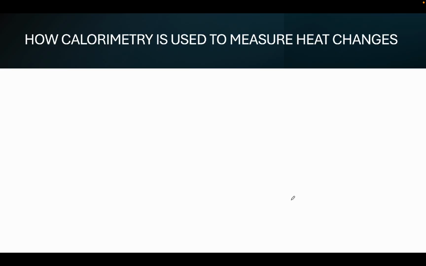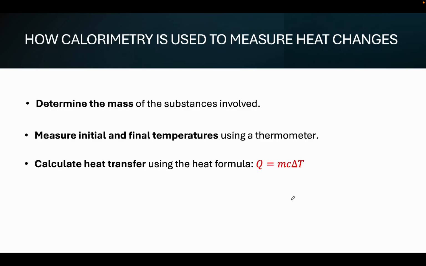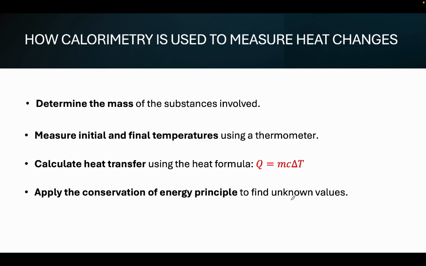Okay. Now, how is calorimetry used to measure heat changes? Number 1, it determines the mass of the substances involved. Next, it measures the initial and the final temperatures using a thermometer, and it calculates the heat transfer using the heat formula Q is equal to MC delta T. And then it applies the conservation of energy principle to find the unknown values.